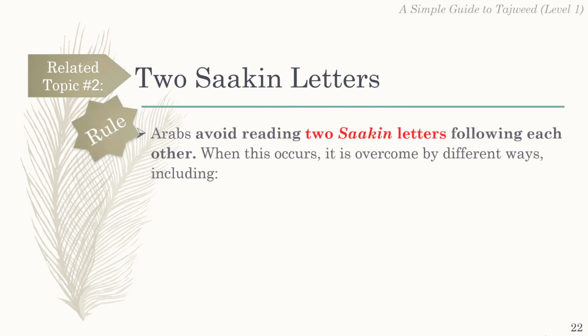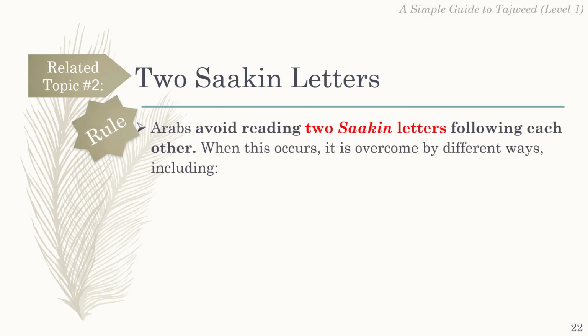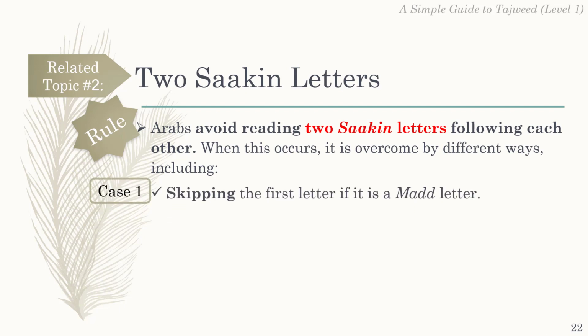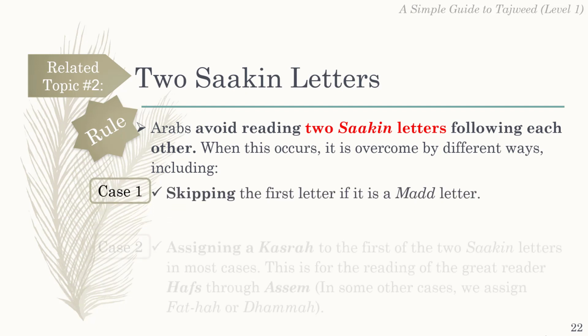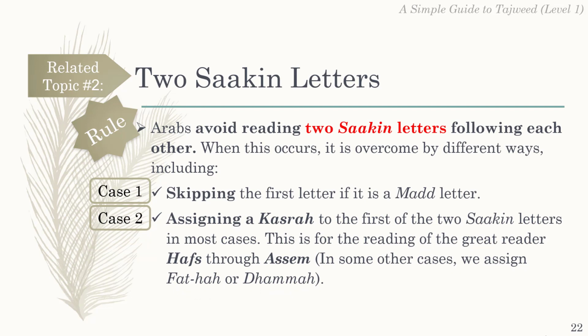As you remember, Arabs avoid reading two consecutive second letters following each other. When this occurs, it is overcome in different ways, including skipping the first letter if it is a mad letter, assigning a kasra to the first of the two second letters in most cases. Also, we have other ways to avoid reading two second letters following each other that we will learn about later in next levels, insha'Allah.